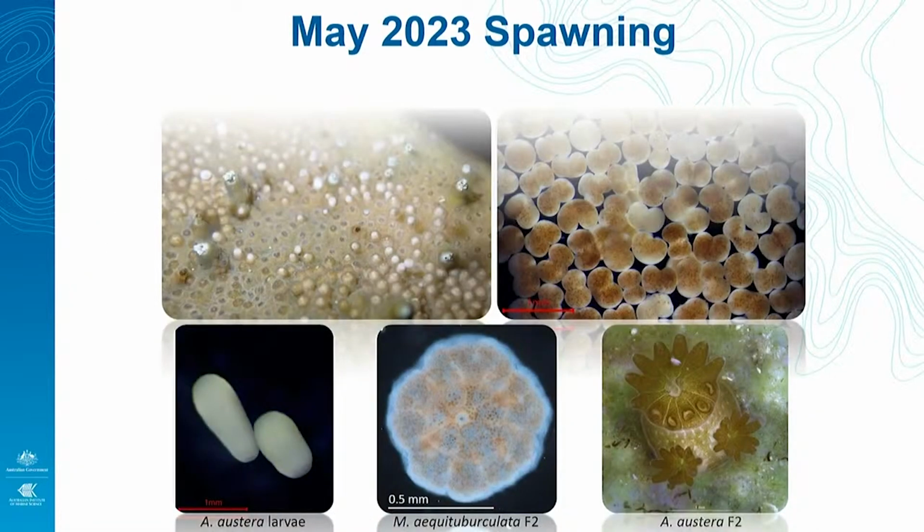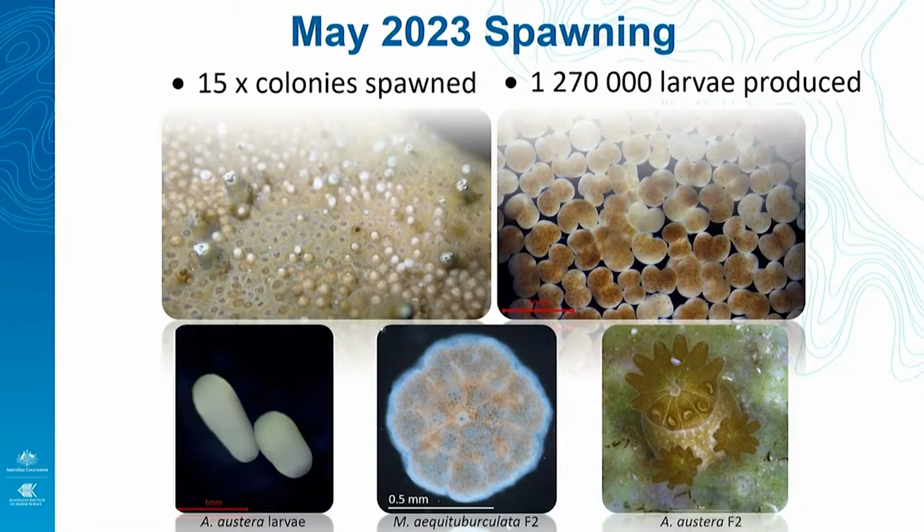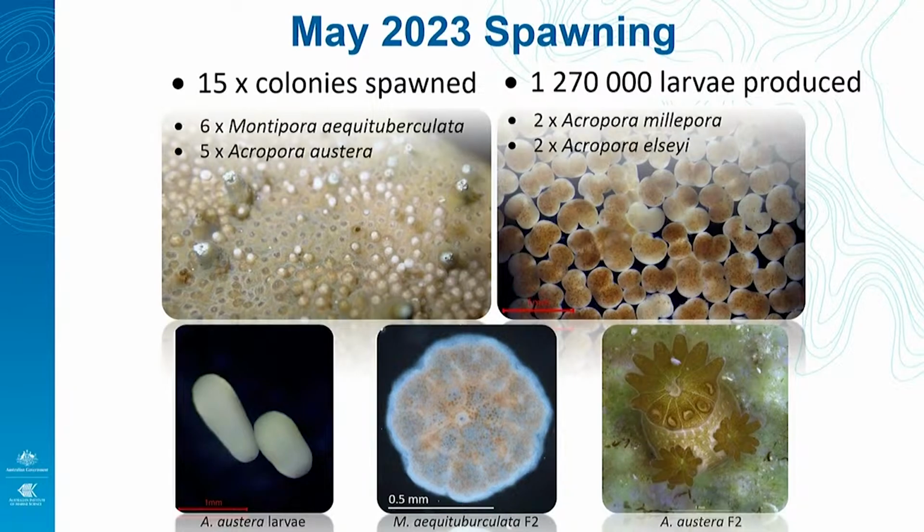And then in 2023, we had similar results, except we had 1.3 million larvae produced this time, primarily from the Montipora aquatuberculata, which spawned, creating a lot of opportunities for work on those larvae. We also closed further life cycles of the Montipora and an Ostera colony.